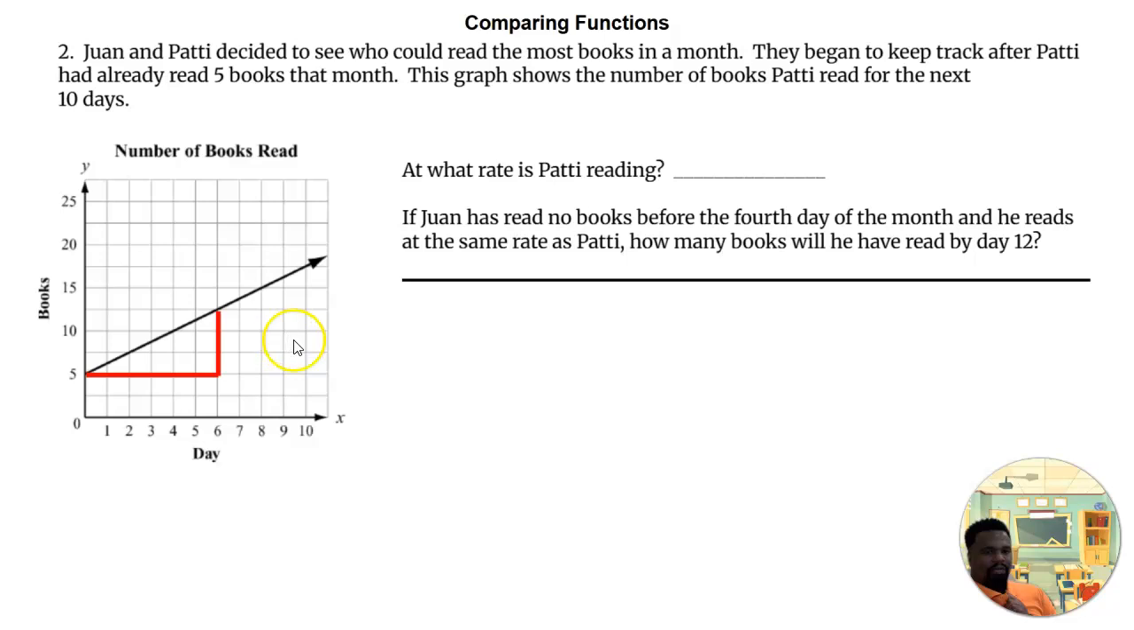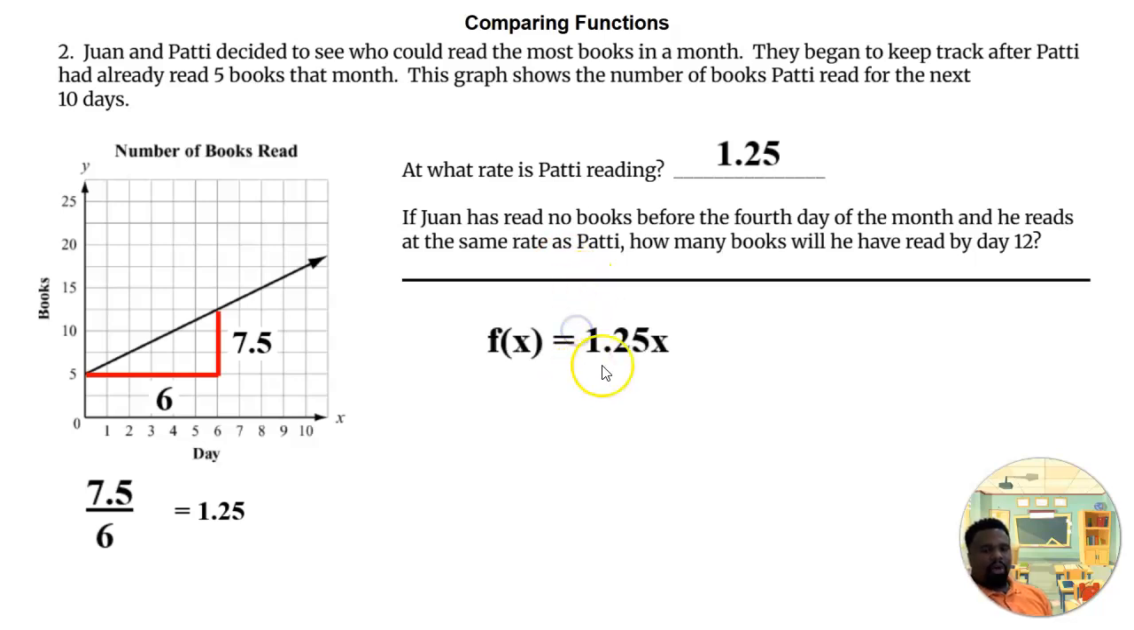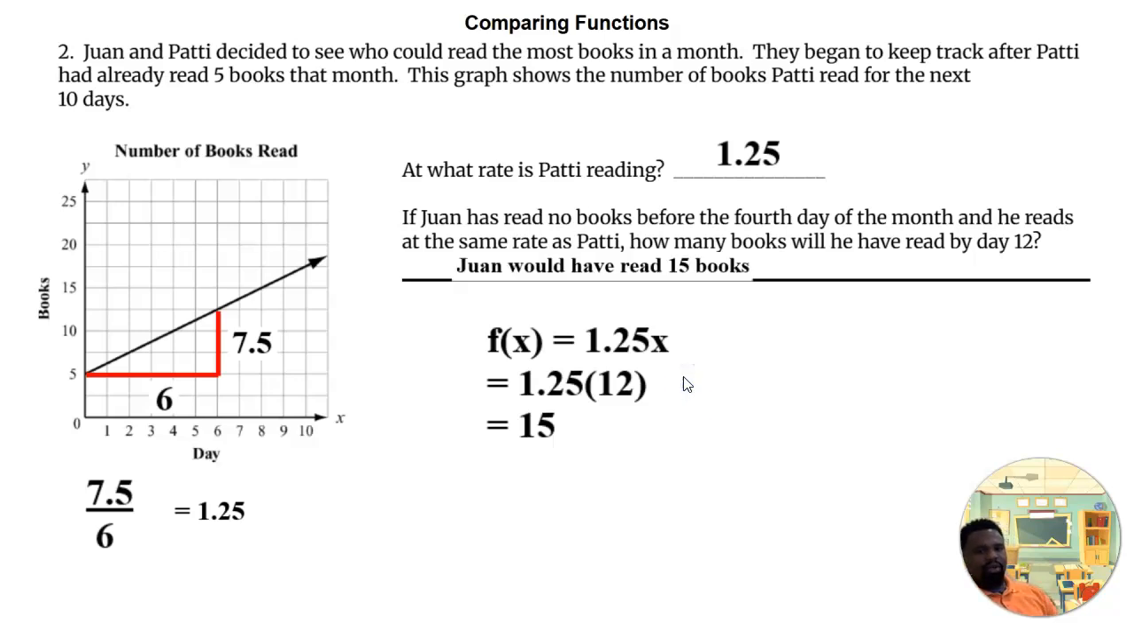Let's do our rise over our run. That's going to be 7.5 over 6. 7.5 over 6 gives you 1.25. So Patty is reading 1.25 books per day. If Juan read no books, meaning his y-intercept is 0, and he read at the same rate as Patty, which is 1.25, how many books would he read by day 12? So 1.25x would be your equation. Substitute 12 for x, and you get 15. So Juan would have read 15 books in 12 days.